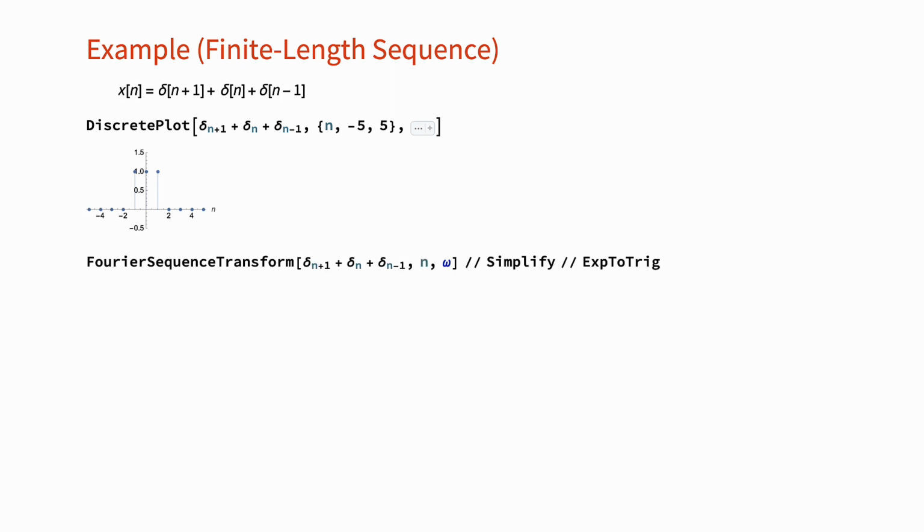Using the Wolfram language, we can directly find the discrete-time Fourier transform as shown here. Now, if we were to find the values using the definition, replacing the values of x of n, we get a finite summation, which can be expanded and simplified as shown here.